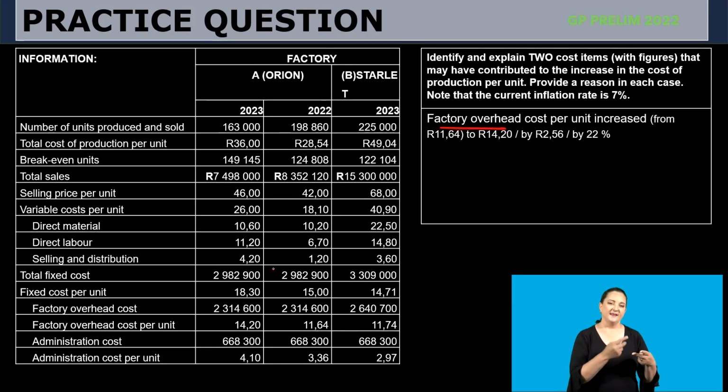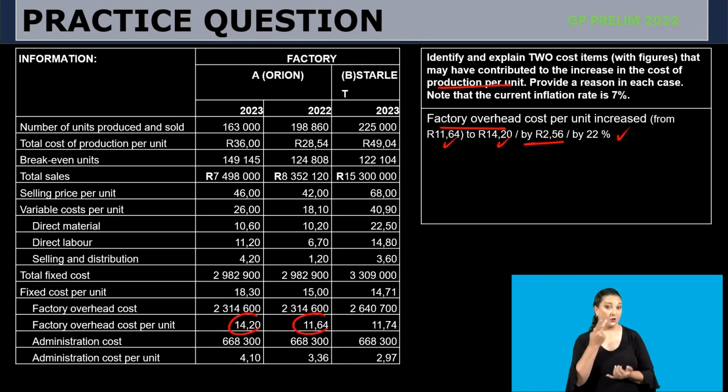The next one, factory overhead cost. Let's come and look at our factory overhead cost. You see that your factory overhead cost has increased from 11 Rand 64 per unit to 14 Rand 20 over there, by 2 Rand 56, that is by 22%. So your factory overhead cost will have contributed to the increase in production cost per unit.